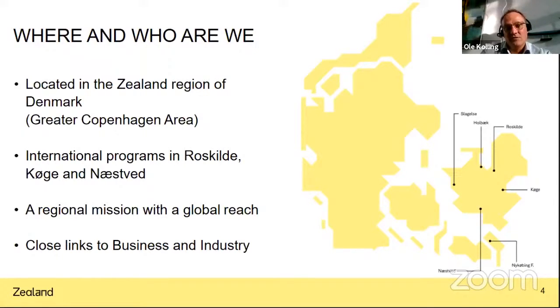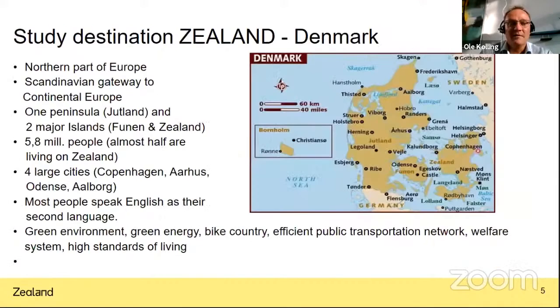One of the characteristics is also that we have quite close links with business and industry, and we're going to explore that later on as well.